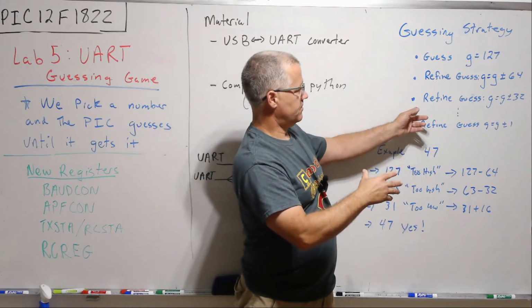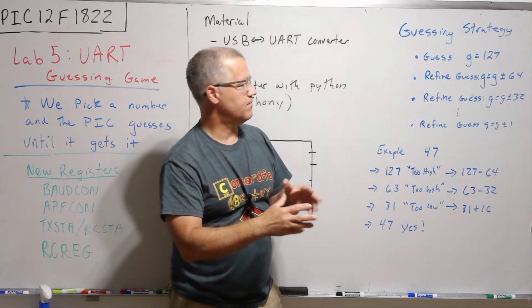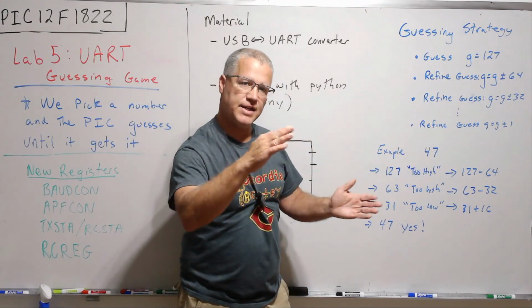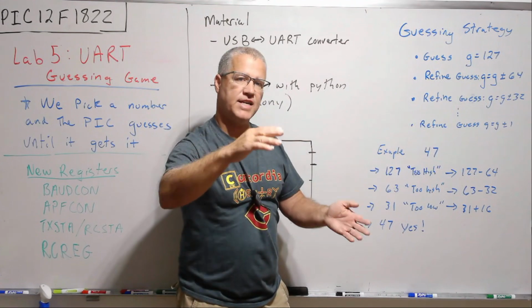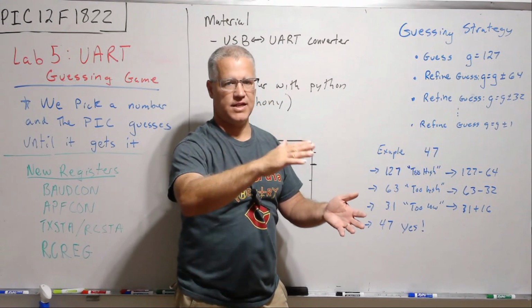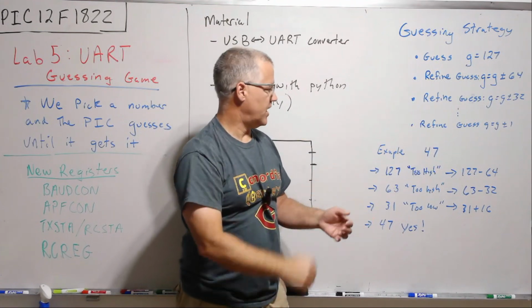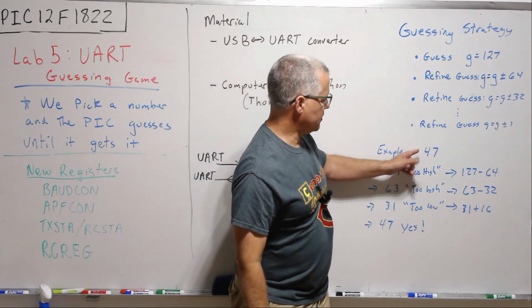Then we will refine our guess further by adding 32. So we'll be cutting that difference, and we're calling that the guess step size. The guess step size will cut down in half each time. And let's look at an example.